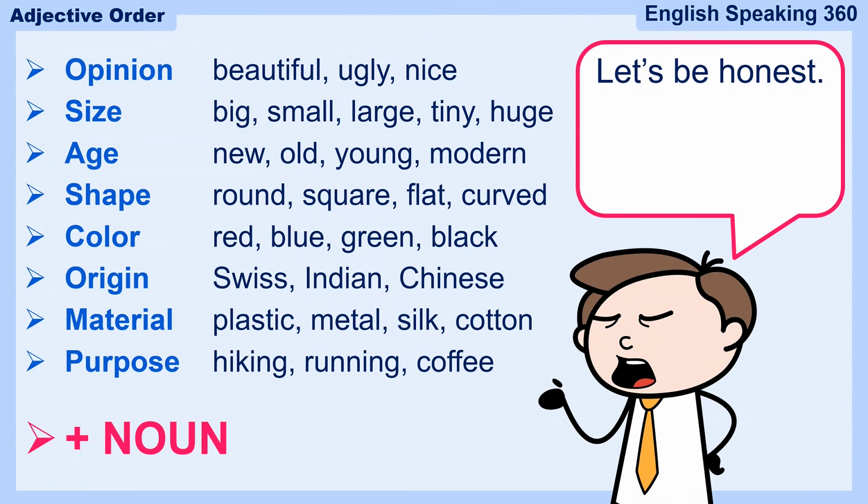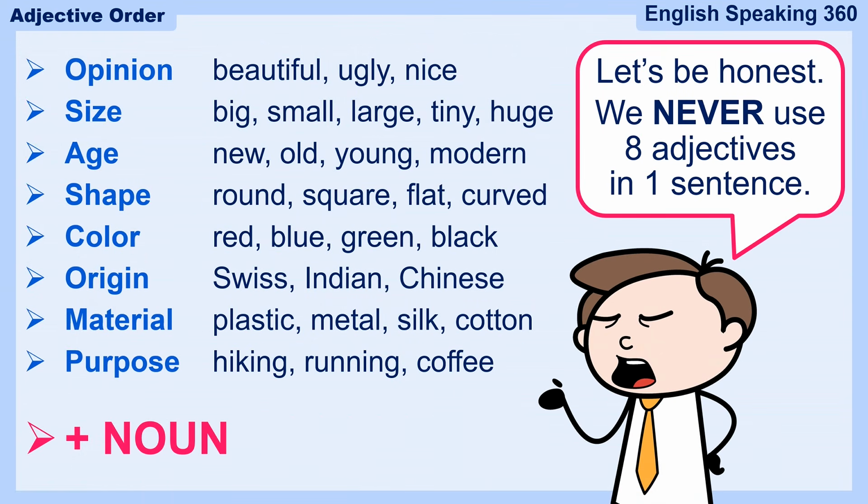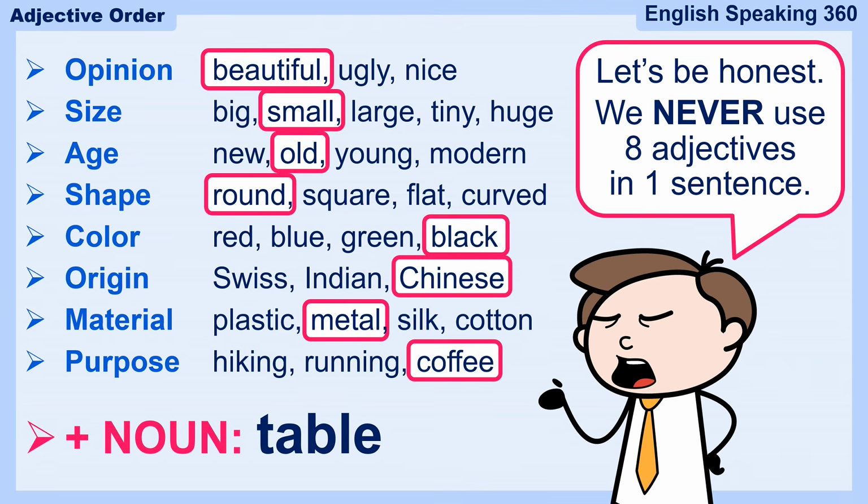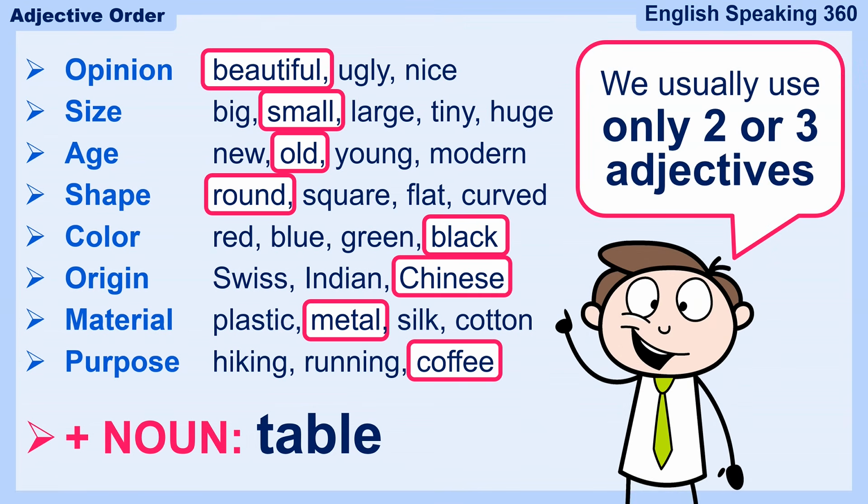Let's be honest here. We never use 8 adjectives in one sentence. It doesn't make sense. So for example, if you want to talk about a table, would you use 8 adjectives to talk about a table? Would you say a beautiful, small, old, round, black Chinese metal coffee table? That would sound very weird. And that is the point I want to make here. We usually use only 2 or 3 adjectives.